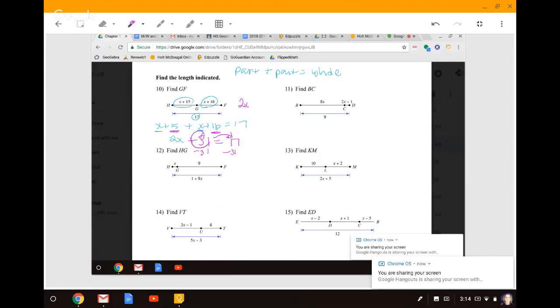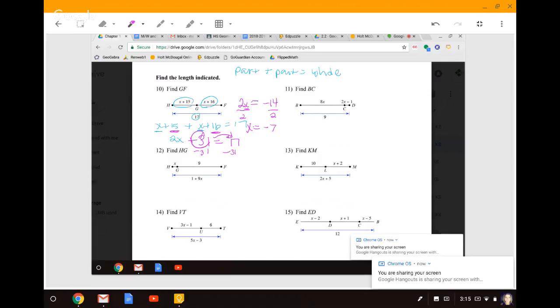2x. 17 minus 31 is negative 14, okay? So 2x equals negative 14. And now we still need to get this x by itself, so we're going to divide by 2, okay? Okay. On both sides, right? Right. Okay. So x equals negative 14 divided by 2, which is negative 7.